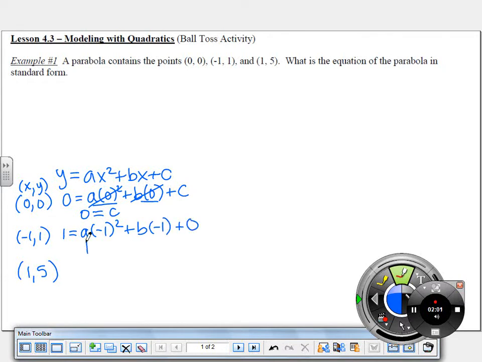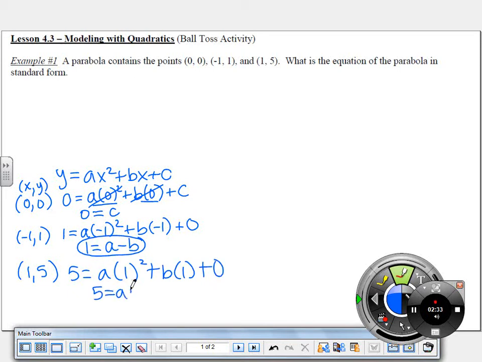So you'll see here I get the equation that 1 is equal to a minus b. Now, that equation alone cannot help me, but maybe I can use it later with some other information to find a or to find b. The next thing I'm going to look at is the point 1, 5, with 5 being the y coordinate and 1 being the x coordinate. And again, c is equal to 0, and this gives me that 5 is equal to a plus b.